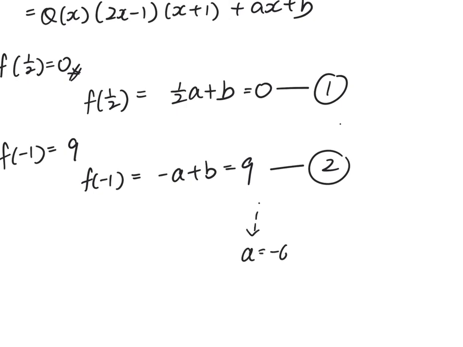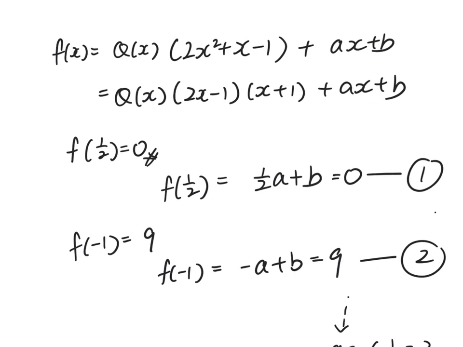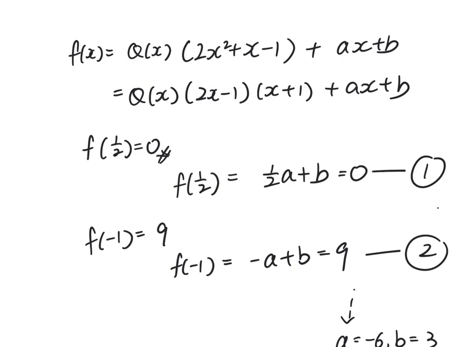That a equals to minus 6, b equals to 3, and therefore your remainder is equals to minus 6x plus 3. Okay, the trick in this question is to take note that you first go to the endpoint, find the remainder when fx is divided by 2x squared plus x minus 1. The trick here is to factorize your quadratic divisor to get two factors and sub in two numbers. Okay.